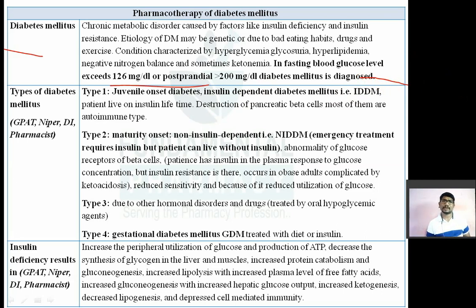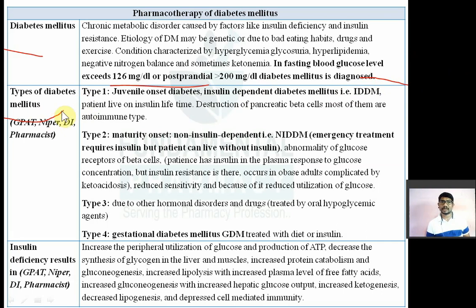There are different types of diabetes. Now we'll see the types of diabetes: type 1 diabetes, type 2 diabetes, type 3, type 4. They may ask you a question on this. What is type 1 diabetes? What is type 2? What is type 3? Or they may ask you a question like match the following types of diabetes with their synonyms.